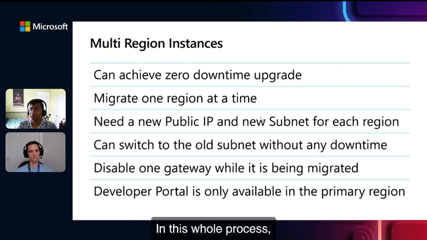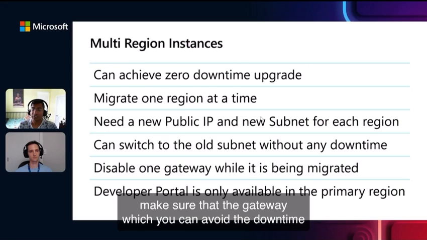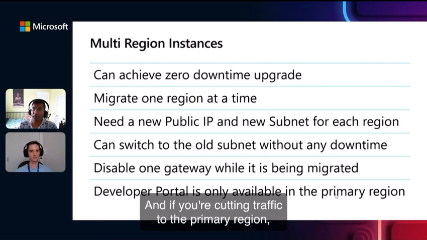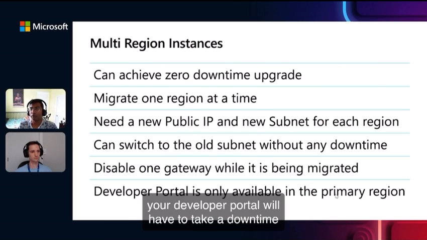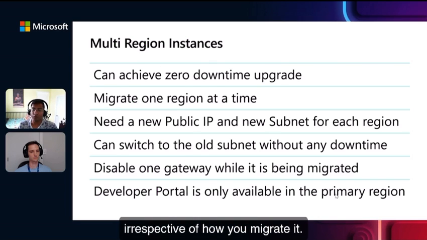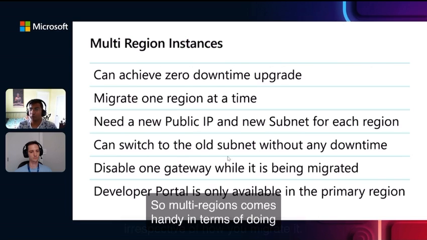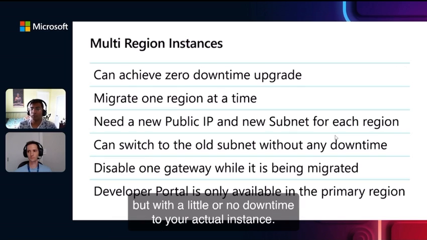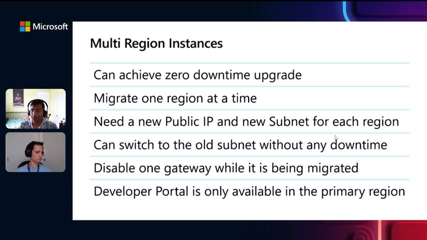In this whole process, make sure that the gateway which you can avoid the downtime at, because the developer portal is only available in the primary region. And if you're cutting traffic to the primary region, your developer portal will have to take a downtime irrespective of how you migrate it. So multi-regions comes handy in terms of migrating back to the older subnet, but with a little or no downtime to your actual instance.